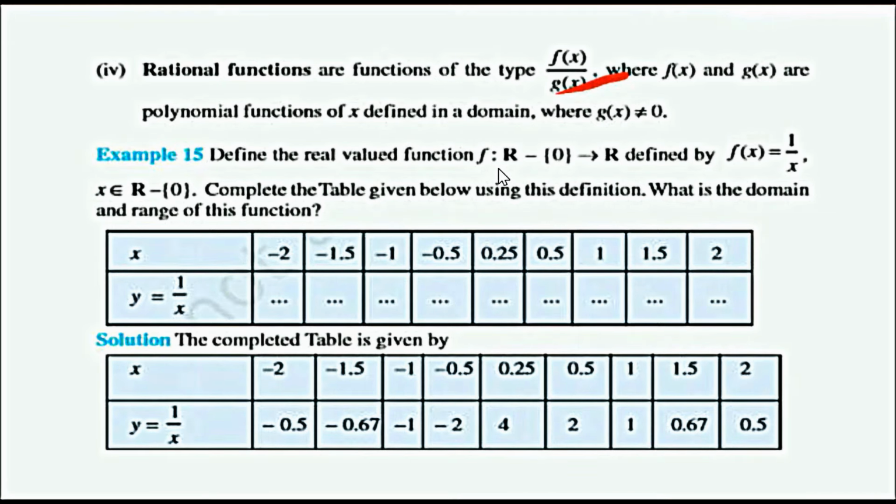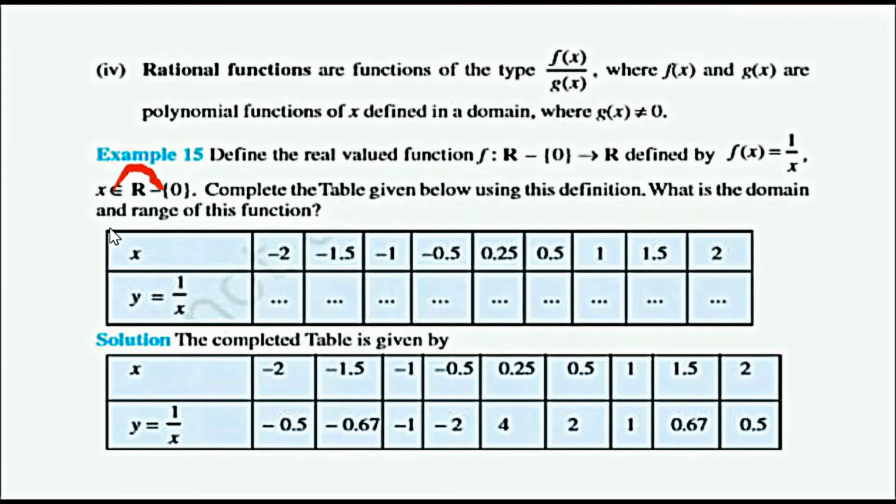Define the real valued function f from R minus 0. What it means is the function is actually f(x) is equal to 1 by x. This means that x cannot be 0. That is why all the real numbers are possible except 0. So we have subtracted this 0. So x belongs to R minus 0, all are possible except 0. So you need to complete the table.